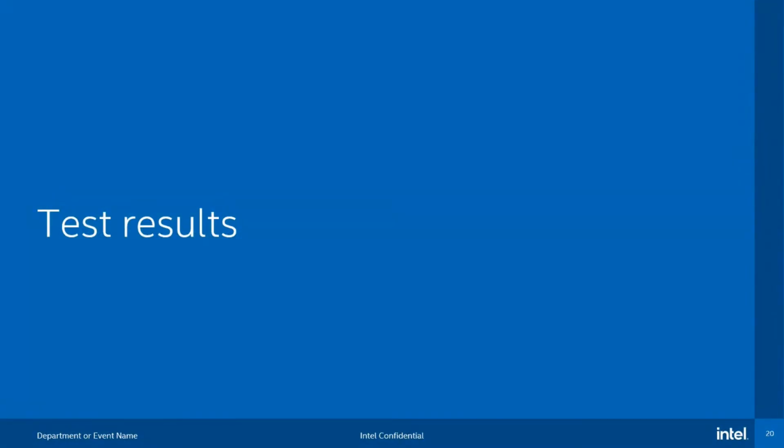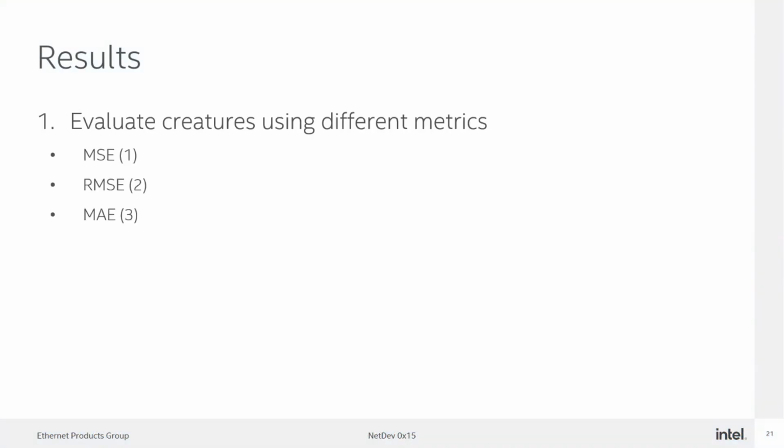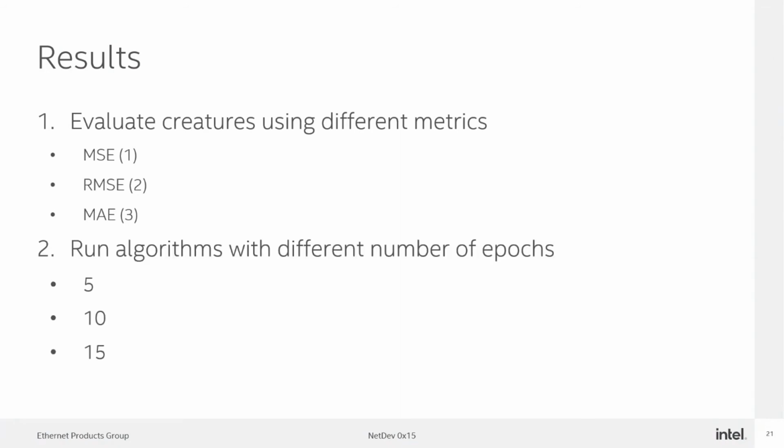Okay, so let's talk about our results. The test was repeated for 3 metrics listed on the slide, and for 3 different numbers of epochs. The first step of result analysis is choosing the lowest error calculated for a specific creature in each epoch. So a set of errors is created. Then the lowest value from a series is taken and compared with values generated using default KP and KI.